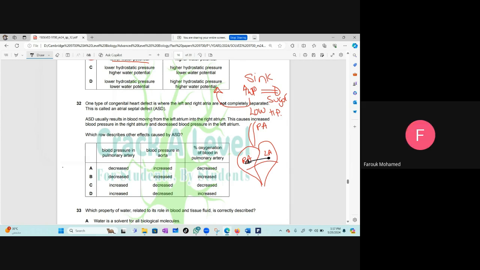I'm sorry, Miss, can you say again? I'm telling you that the blood is going to move from the left atrium to the right atrium. Okay? Oh, so okay, yeah. It's the blood's gonna move to the pulmonary artery. It's oxygenated. It's going to be oxygenated. Mm. So the blood is going to move from the left atrium. 1 minute, Farouk. 1 minute.